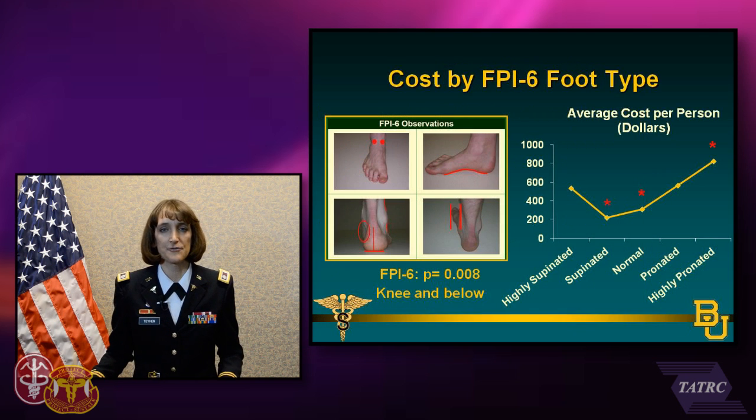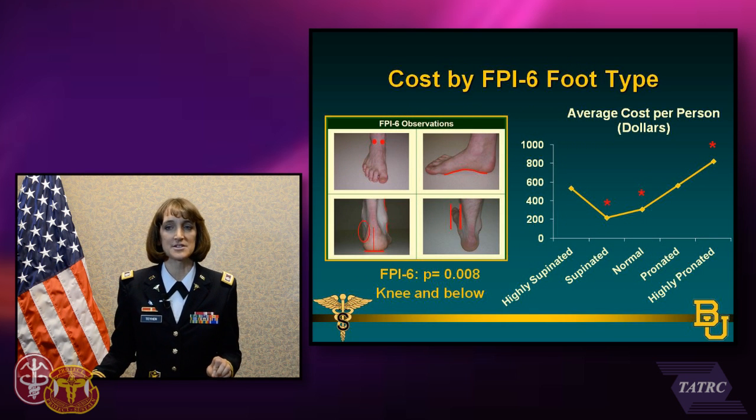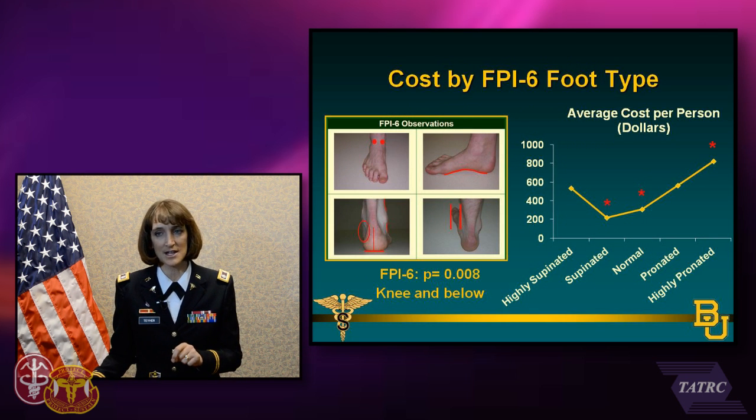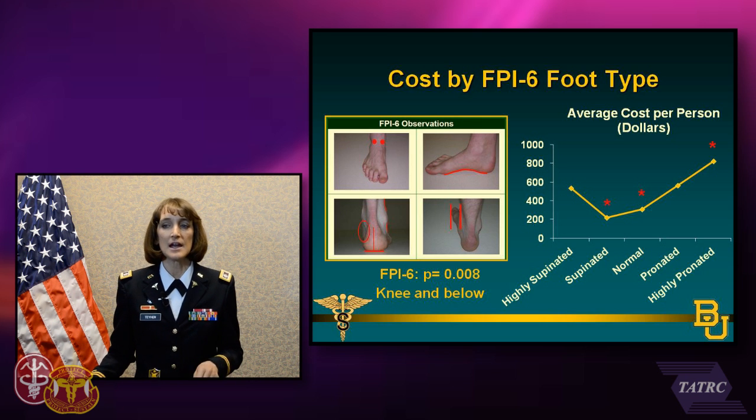If you look at the cost of musculoskeletal injury based on foot posture index scores, what you can see is that those with a highly pronated foot cost more to the system than those that had a supinated or a normal arched foot.